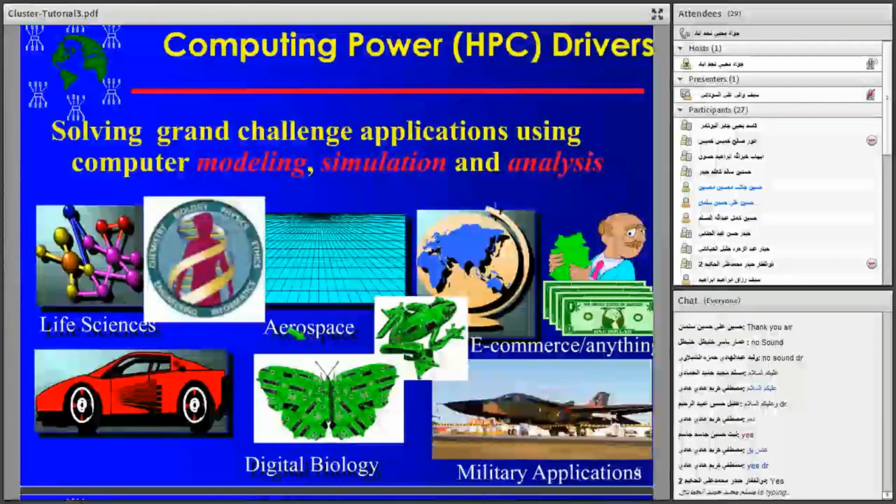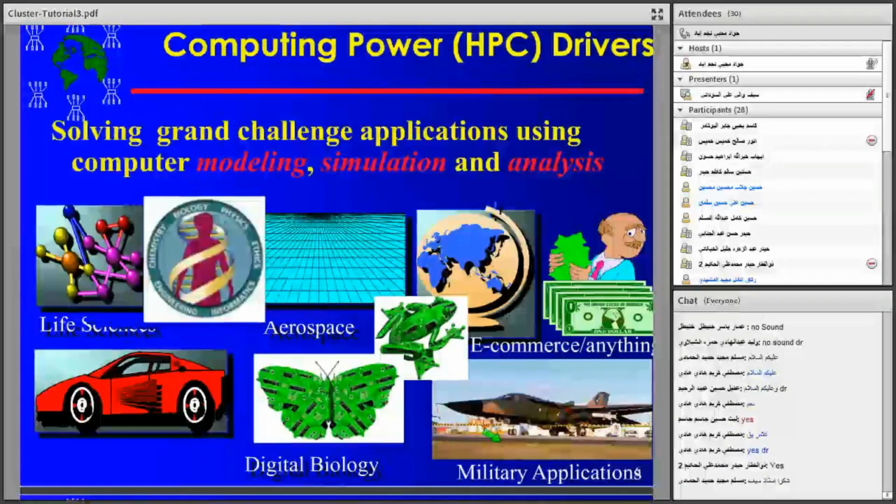Some applications such as life science, aerospace, some e-commerce applications, military applications, especially military applications, and digital biology are called grand challenge applications, because solving them requires computer modeling, simulation, and analysis. Solving these applications is not easy, and we need to use appropriate systems to solve them.